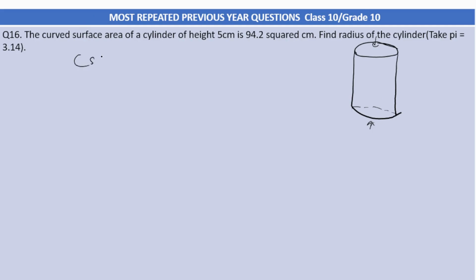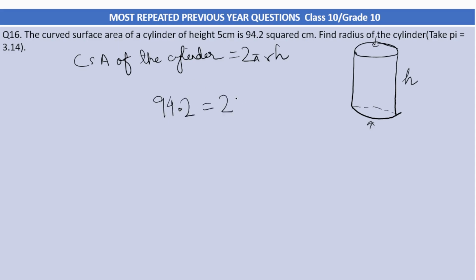What is the formula for curved surface area of a cylinder? It is 2 pi r, that is the circumference of the circle, multiplied with h. H is the height. So CSA of the cylinder is equal to 2 pi r h. Now this CSA is given, that is 94.2, and pi value we can substitute as 3.14. R we need to find out, and h has been given to be 5.